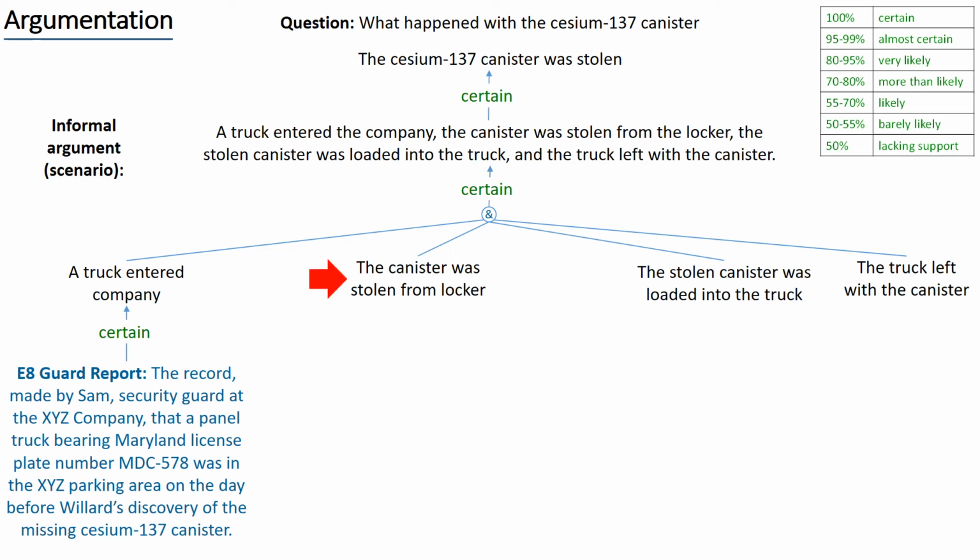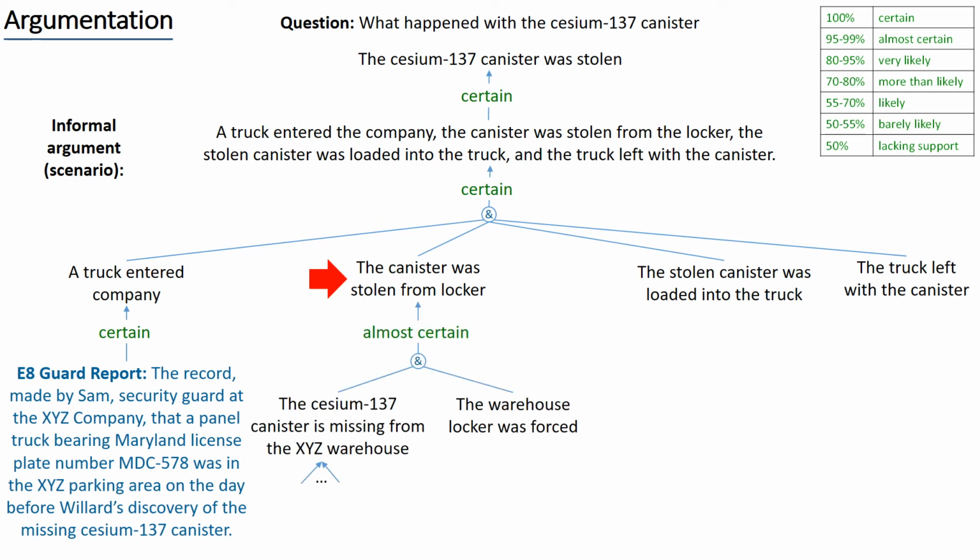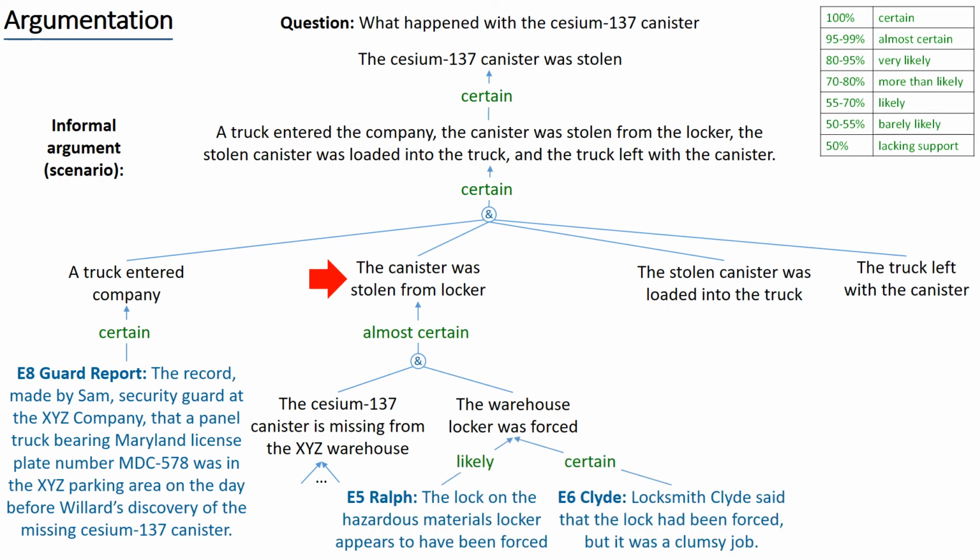Let us now consider the hypothesized action, the canister was stolen from the locker. We have shown that the cesium canister is missing from the warehouse. We have evidence that the warehouse locker was forced. This suggests the following conjunctive argument, whose relevance we assess as being almost certain.